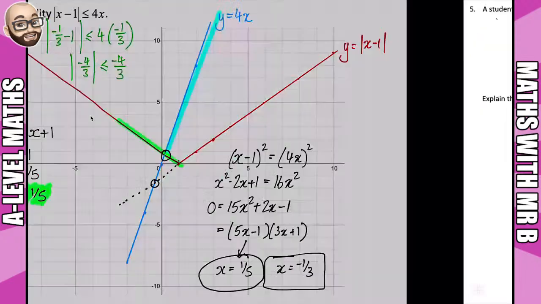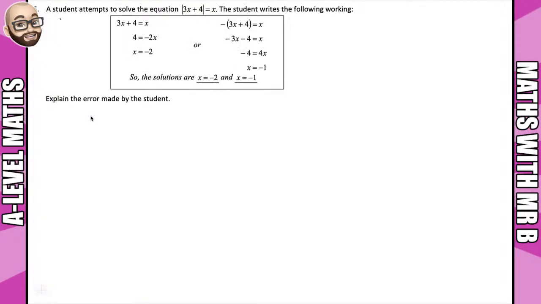Now for question 5, it says that there's a student who's attempted a question and they've done all the working out, and then you need to try and explain the error that this student has made. So you can either pause the video and have a quick think, but in about 5 seconds time I'm going to continue talking. Okay, so again, similar to the previous question, technically the maths that they've done here is absolutely fine. The mistake they made was they didn't draw the graph.